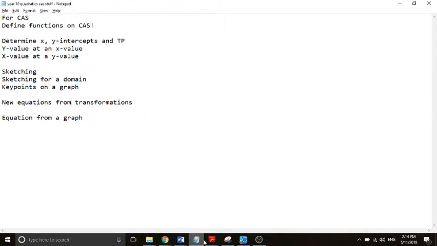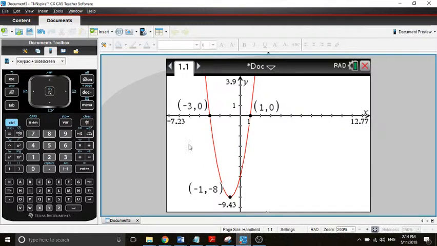Okay, so what we're going to do now is have a look at finding the equation from a graph. In order for that to happen, you've got to be given certain information. So let's have a look. Here's our graph. We've got two x-intercepts at -3 and at 1, and we've got another point. It is a turning point here, but it doesn't have to be, at -1 and -8. So what we're going to do is try and find the equation of this graph.